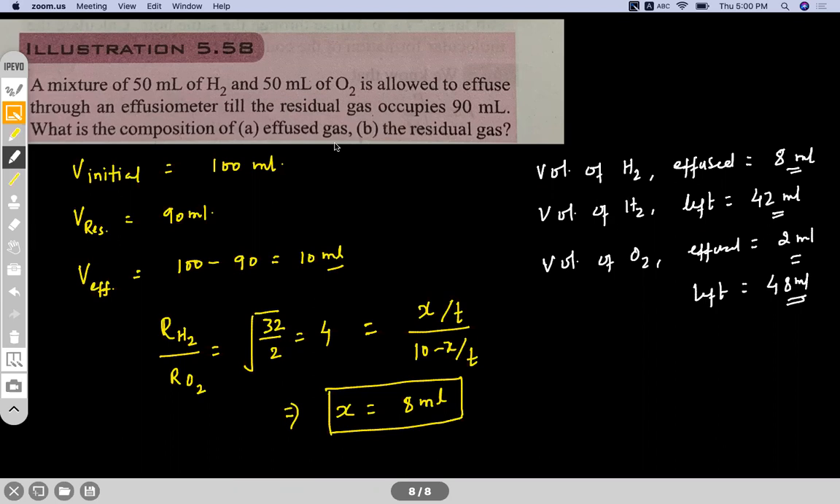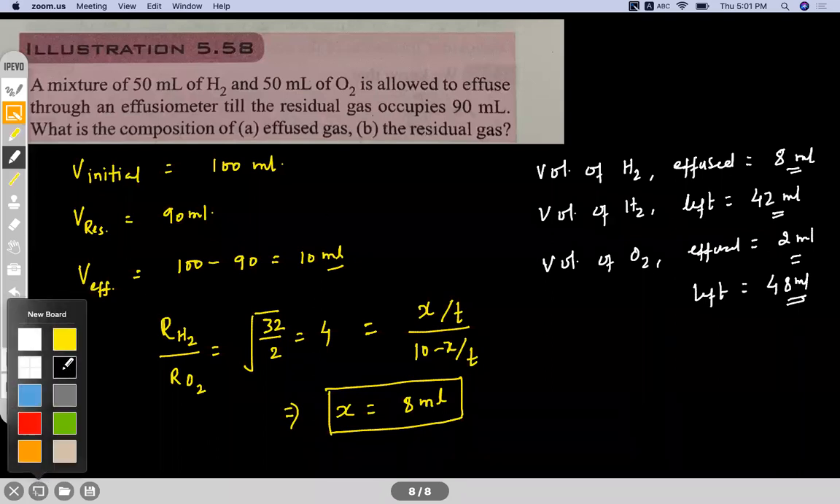Obviously, for effusion, we must have the pressure difference. So the moment when the pressure becomes equal on both sides, there will be no effusion. And effusion always happens when we apply pressure. You stop applying external pressure, there won't be any effusion. But on the condition that when the pressure becomes equal on both sides, then the gases won't diffuse.